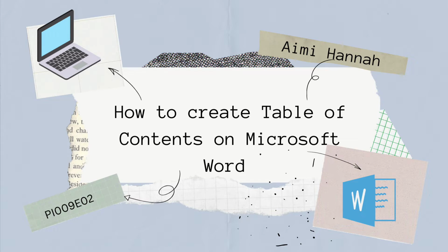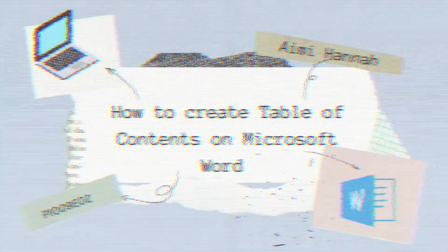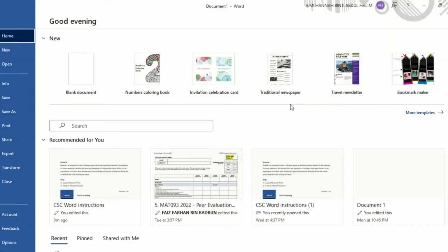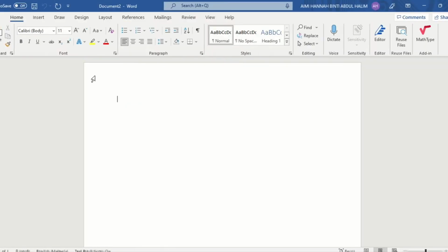I will be showing you how to make a table of contents in Microsoft Word as my CSC community service. So the very first thing you need to do is launch Microsoft Word on your device, either laptop or PC is fine. And then click on this new blank document and you will see a blank document here.